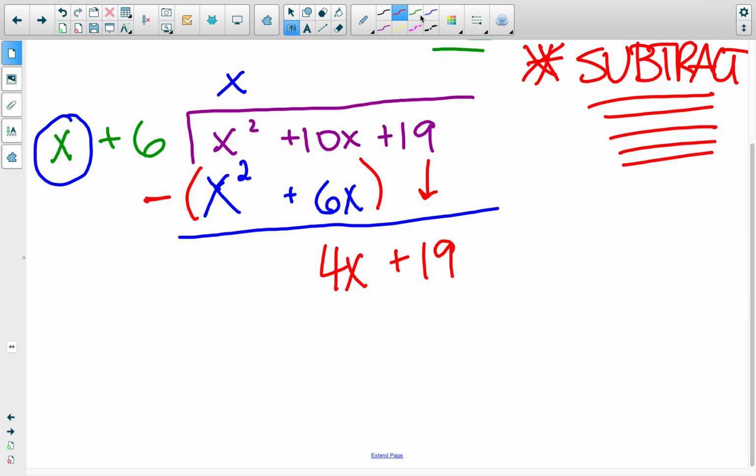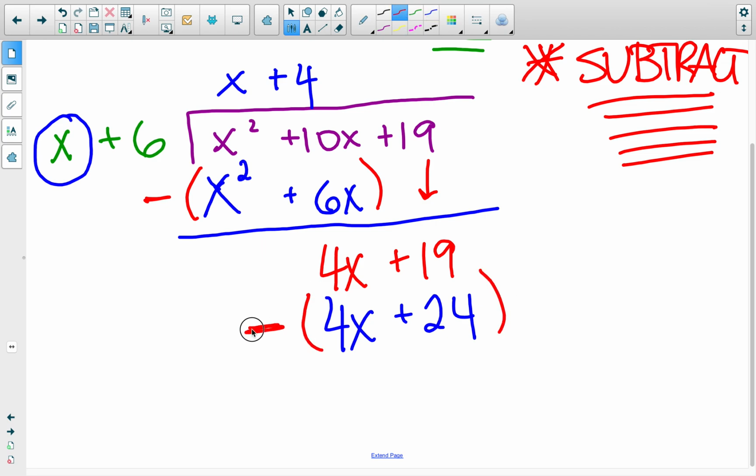Okay, so what could we multiply x by to get 4x? Because now 4x is the number that's out front. We can multiply it by 4, positive 4. So we're going to write a 4 up here. Multiply 4 times x to get 4x. Now multiply 4 times 6 to get 24. And then now we are going to subtract. I'm putting parentheses around this so that you remember to subtract both the 4x and the 24.